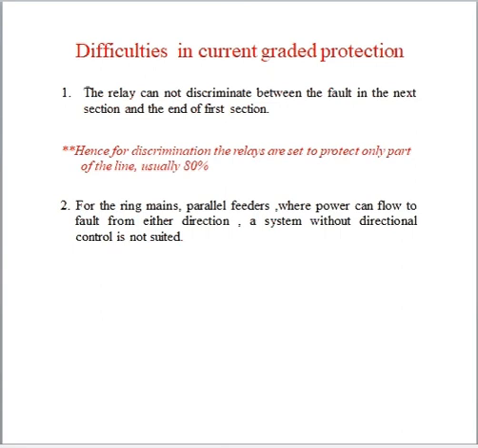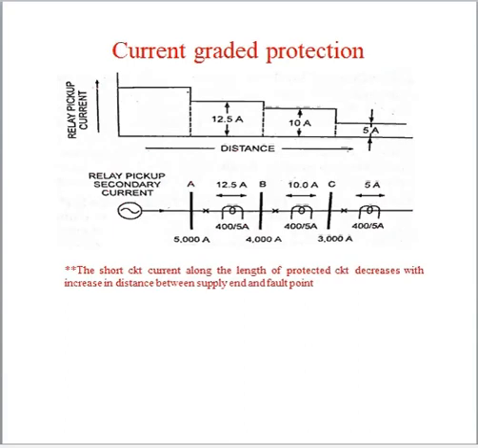Hence, for discrimination, the relay is set to protect only part of the line, usually 80%. You can see here, from here to here is 100%, and we are protecting up to here, 80%. That is why, if the fault is in this bus, then it discriminates, whether the fault is on the other side or nearer to the first section.